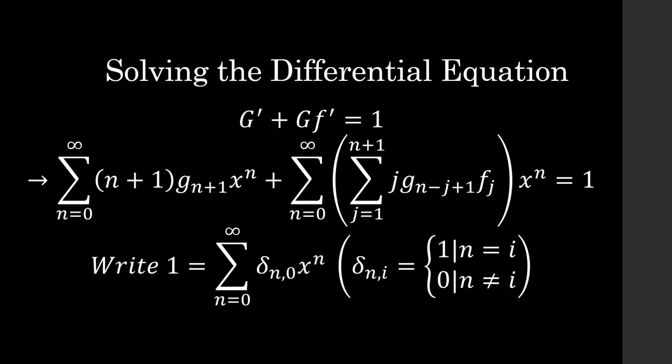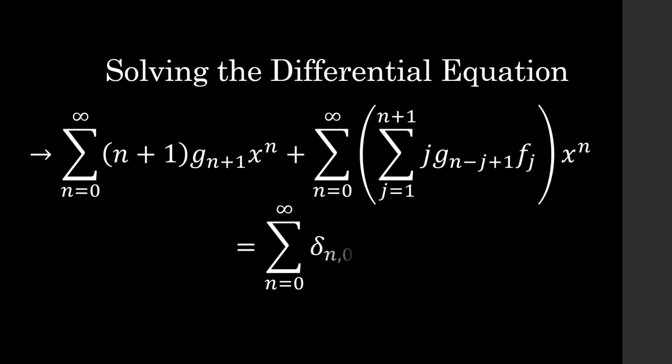We can also rewrite 1 as its own sum, as n goes from 0 to infinity of the Kronecker delta of n at 0 times x to the n, where the Kronecker delta of n at i is described as being 1 when n equals i and 0 otherwise. And so rewriting it, we get all these different terms, which may look a little not nice.